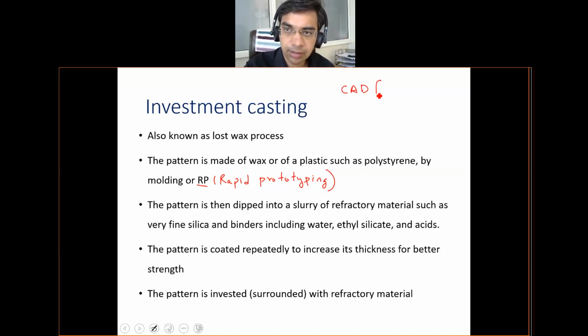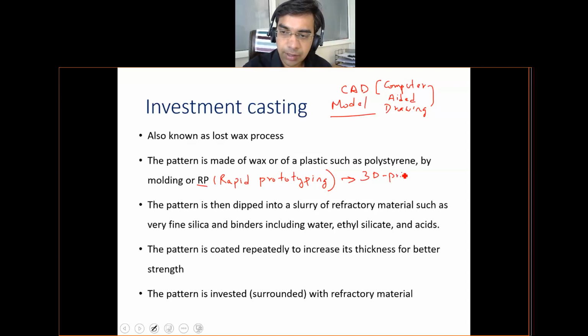So basically, in this case, we develop the products using CAD models. So CAD, I already discussed. It is computer aided designing and drawing. Computer aided drawing. So these CAD models are basically used to create the product. So one of the example of rapid prototyping can be considered using a popular technique these days, if you are hearing about it, that is 3D printing.